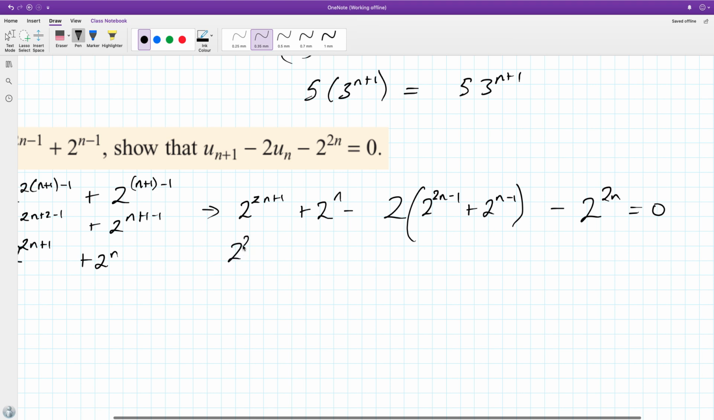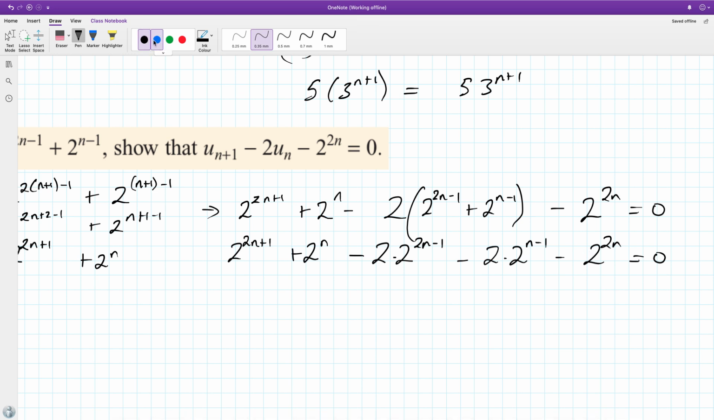That is 2 to the power of 2n plus 1 plus 2 to the power of n minus 2 by 2 to the power of 2n minus 1 minus 2 by 2 to the power of n minus 1 minus 2 to the power of 2n is equal to 0. Right. Anywhere you can start knocking things, start knocking things. And we can't knock anything yet, so let's break them up a bit.